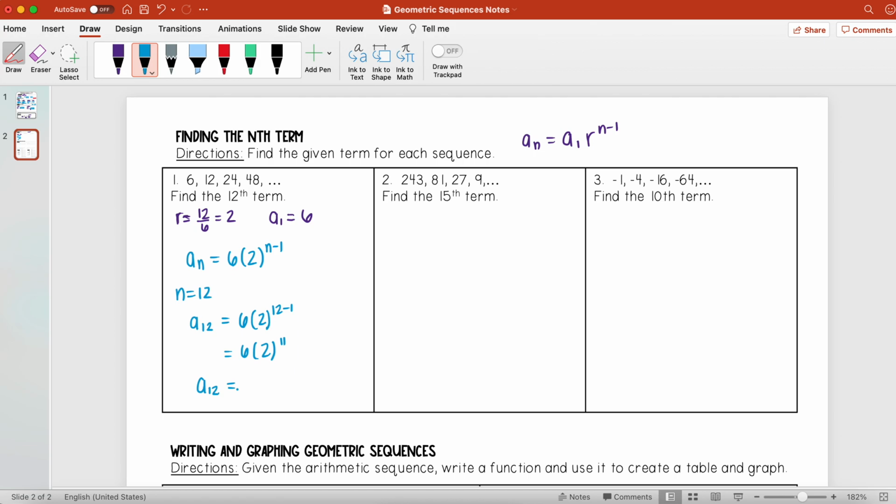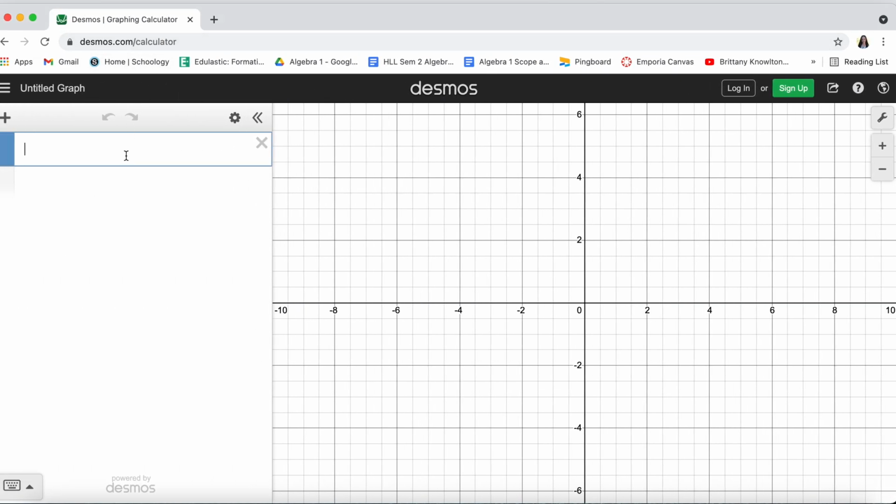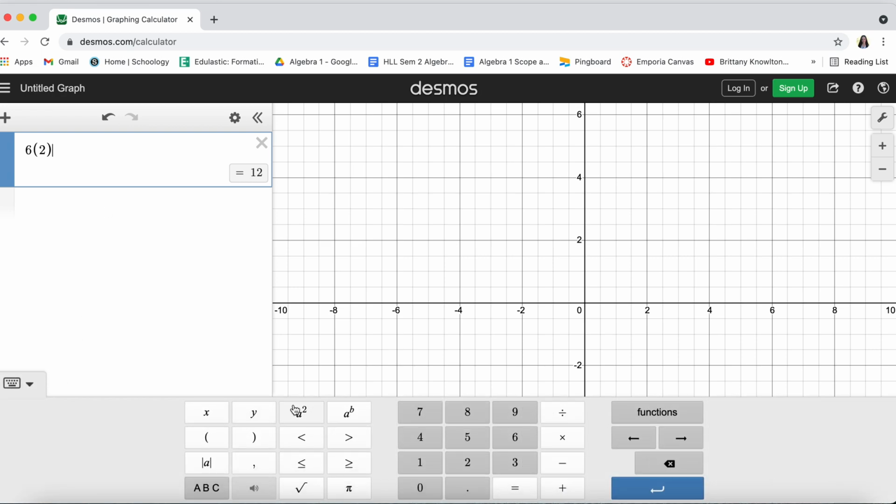And now here I'm going to go over to Desmos. And so if I'm at desmos.com/calculator, I have 6, I put parentheses 2. And then to get that exponent button, you can click on this a to the b, or you can do Shift 6. And I'm going to put 11. And so I get that this answer comes out to be 12,288.